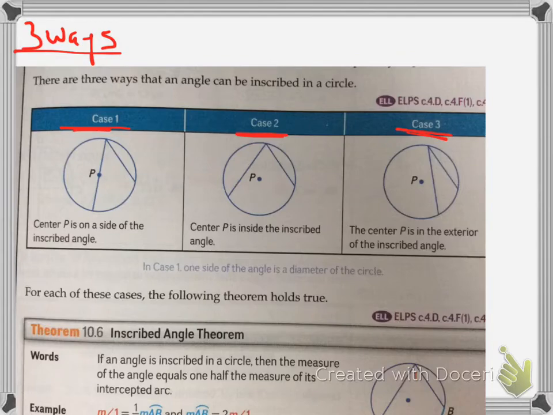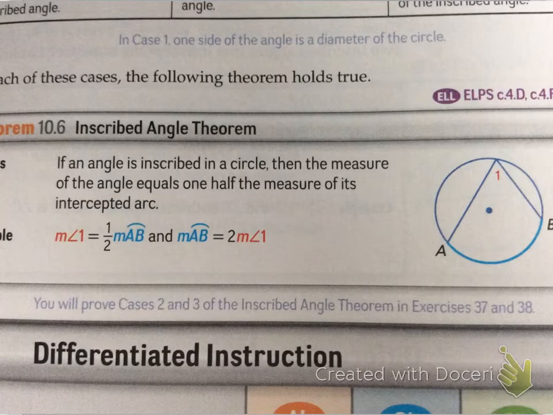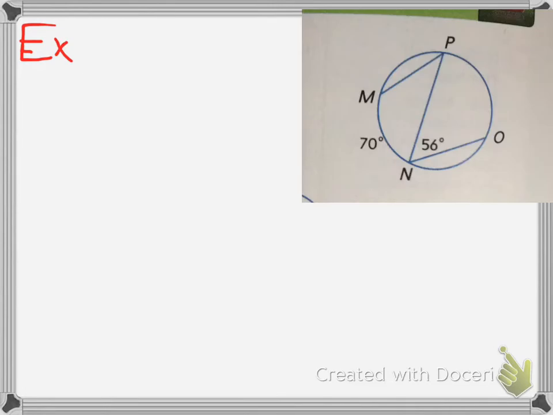But here's the thing. There's an inscribed angle theorem that says if an angle is inscribed, it is half of the measure of the intercepted arc, or that the arc is twice the measure of the angle. So, for example, I gave you one that covers both. Okay, so here's an example.